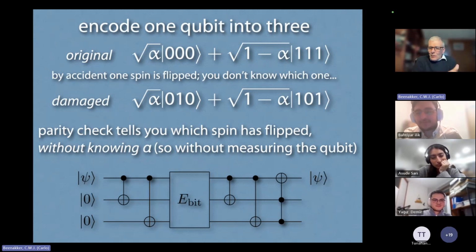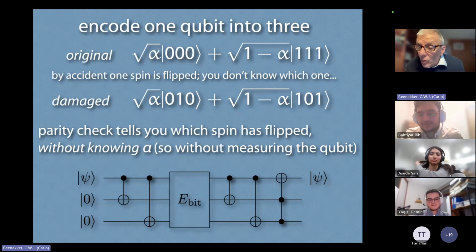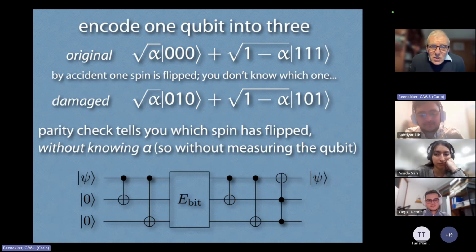Here we have a qubit. It's 0 and 1 at the same time. But the moment you look, it's gone. It's either 0 or 1. So you're not allowed to look at the qubit. And here's how it's done. You take a qubit and you just repeat it. So instead of saying 0, I say 0, 0, 0. Instead of saying 1, I say 1, 1, 1. So I have my original, which is, let's say, 0, 0, 0 plus 1, 1, 1, instead of 0 plus 1. And now one bit is flipped. I don't know which one is flipped. I'm not allowed to look. One is flipped.